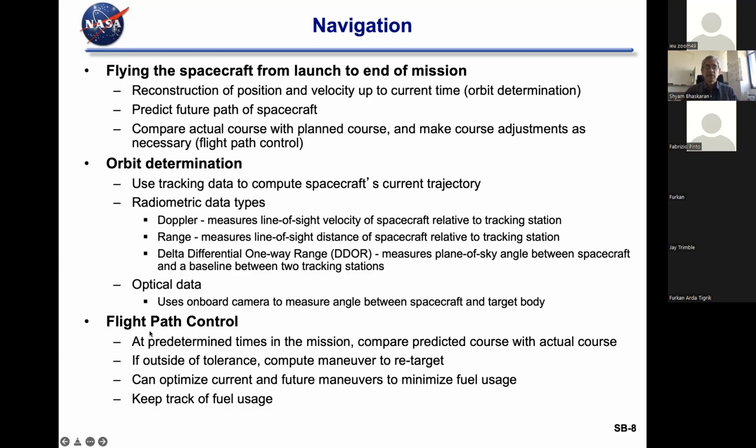And then, as I said, there's flight path control. At predetermined times in the mission, we compare the predicted course with the actual course. If it's outside of some tolerance, we're not quite where we wanted to be, we compute a maneuver to retarget to where we want to be. We can use various techniques to optimize this trajectory so that we minimize the fuel usage. And we obviously keep track of the fuel usage as we go, so we don't run out of gas along the way.